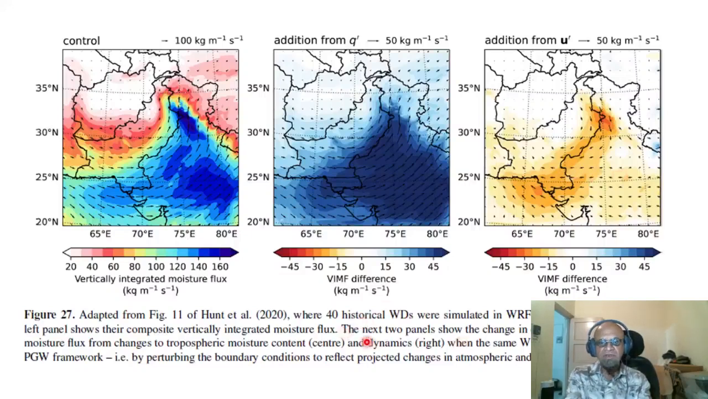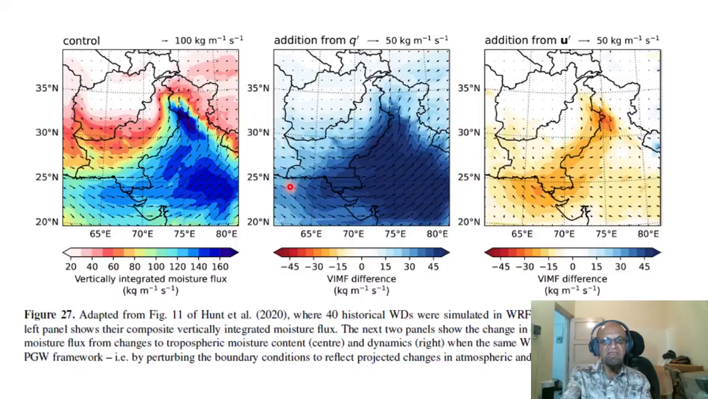So the next two panels show the change in composite vertically integrated moisture flux from changes to tropospheric moisture content and dynamics, so circulation change, when the same WDs are simulated in the RCP 8.5. Basically, they are taking historic WDs and trying to provide circulation change and moisture change from future scenarios to see how things will change. Is this useful?